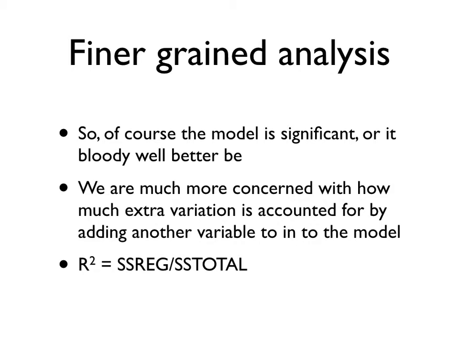So we get a value for all the variables together, x1, x2, x3, and it's called big R squared, and that's going to be sum of squares regression over sum of squares total. That's one way to measure how much variance we've accounted for. Remember, little r squared does the same thing for just one variable and y. Here we've got 3 or 4 or 11 variables and y.